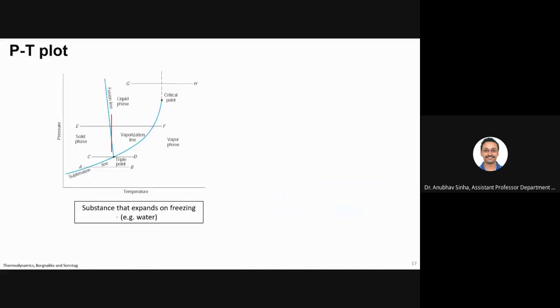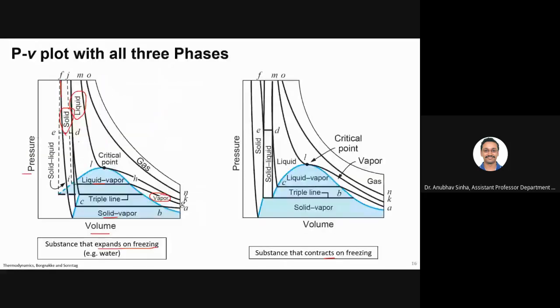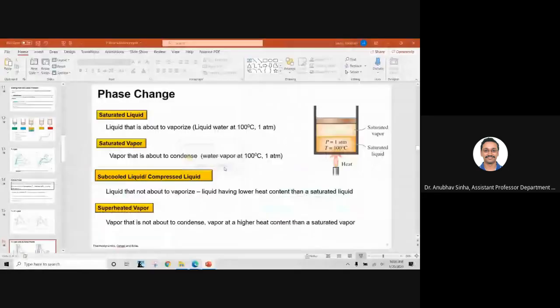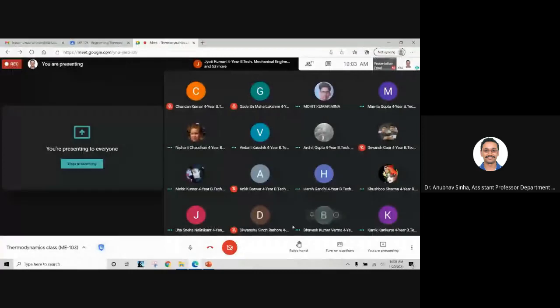Any questions on this? Okay, what I suggest is that let us stop here for now. I will upload this slide so you can have a look, and then we can discuss again.